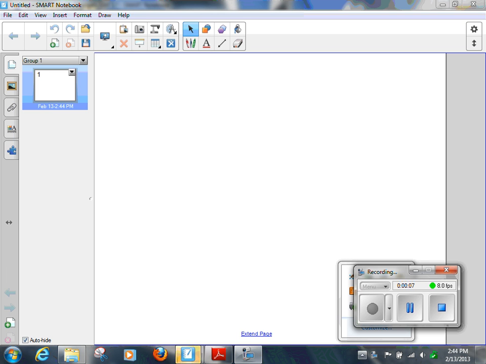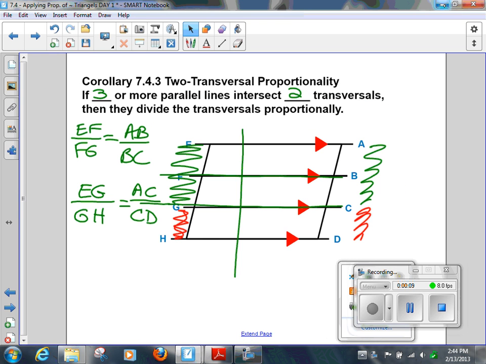We're going to look at this picture. And now we're going to go over this next proportion out loud and not on paper. That's a lie. I'm going to write it up here.